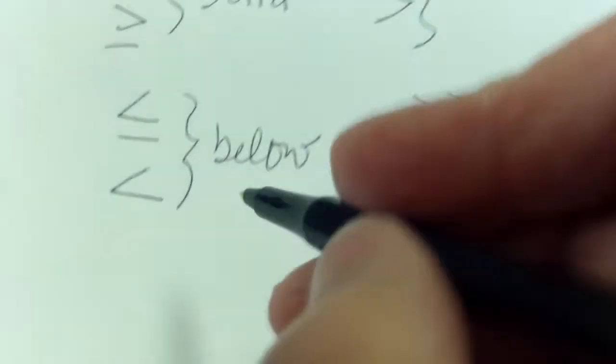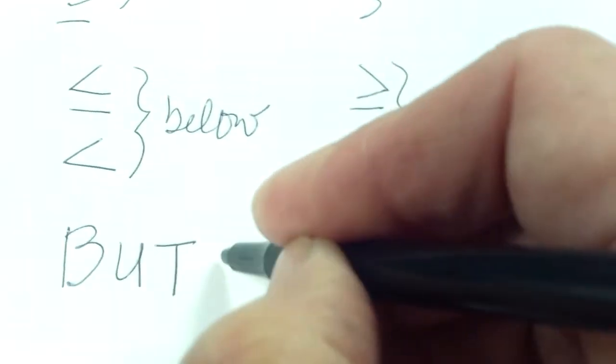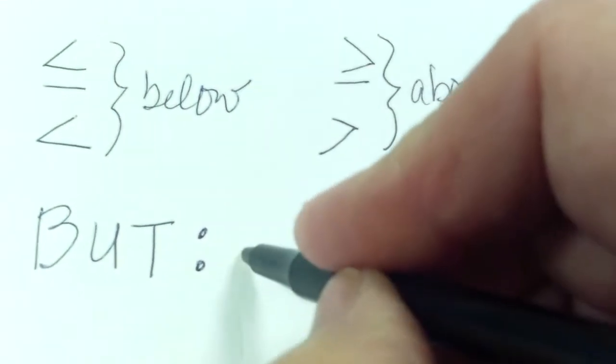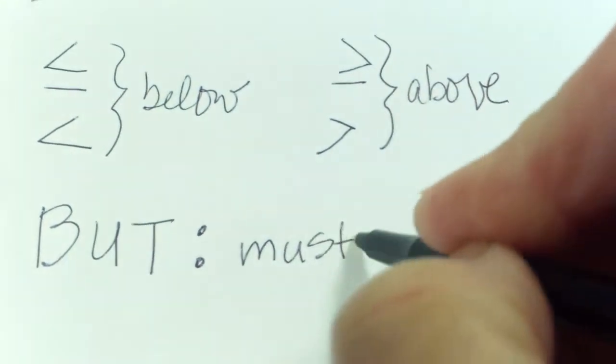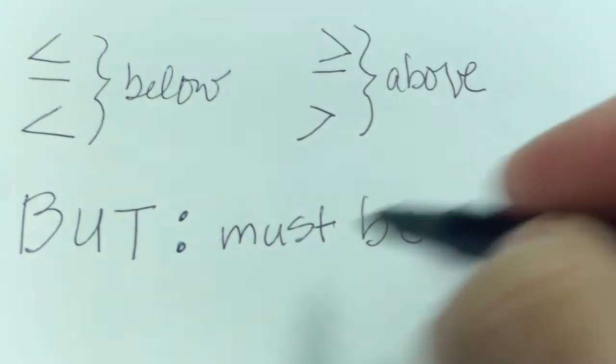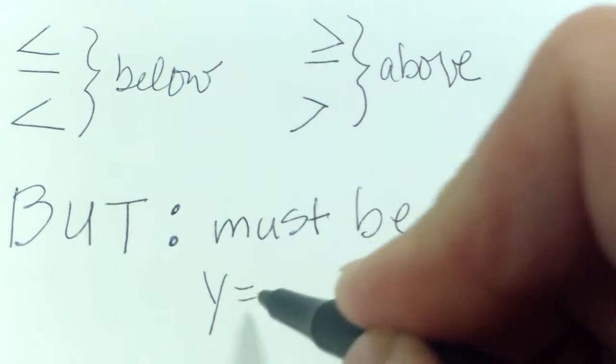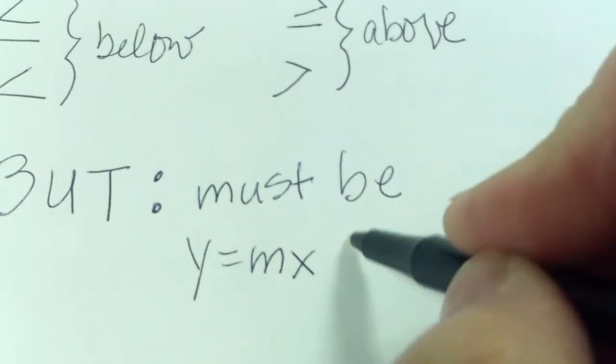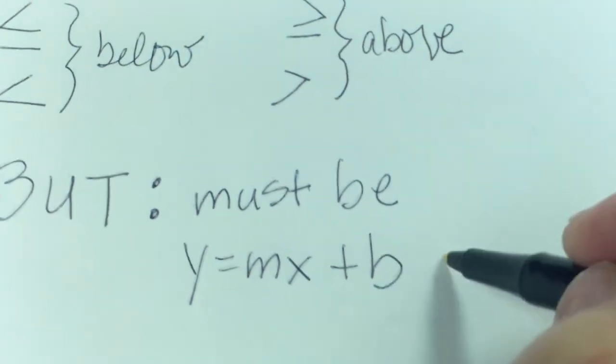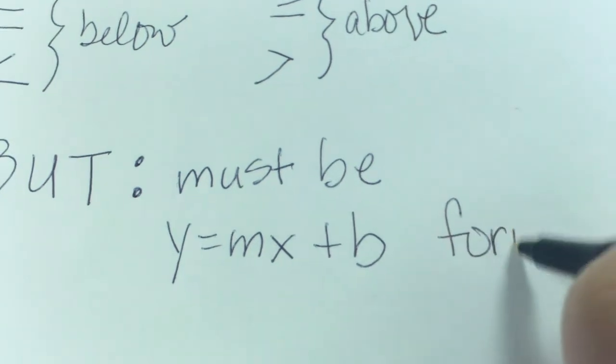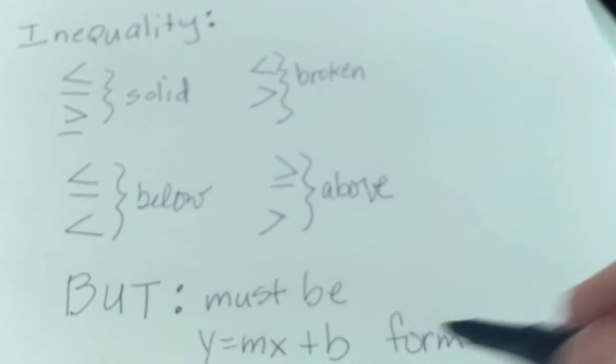But, this is a huge but. In order to use that trick, it must be in slope-intercept form. So if you're going to use greater than is above the line or less than is below the line, it has to be in slope-intercept form.